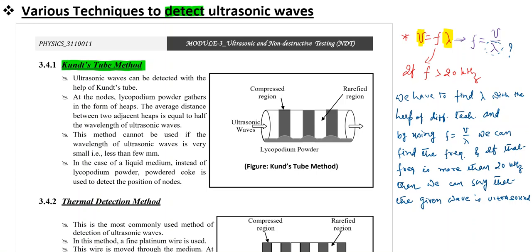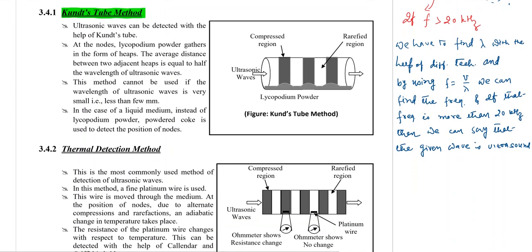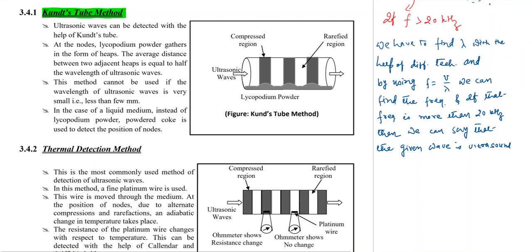To determine the wavelength, there are various techniques given here. There is the Kundt tube method, the thermal detection method, the piezoelectric method, and even the acoustic diffraction grating method is also one of the methods to find the velocity or wavelength of ultrasonic waves. Now see, we learn about stationary waves. The second concept is that of stationary waves. In the stationary wave pattern, suppose we discuss the stationary wave formed on a string. It is just like this.